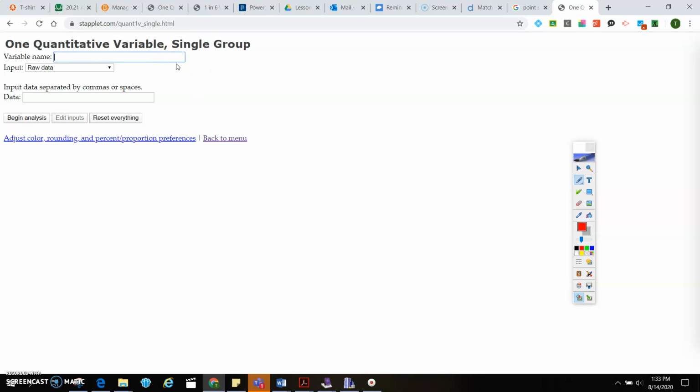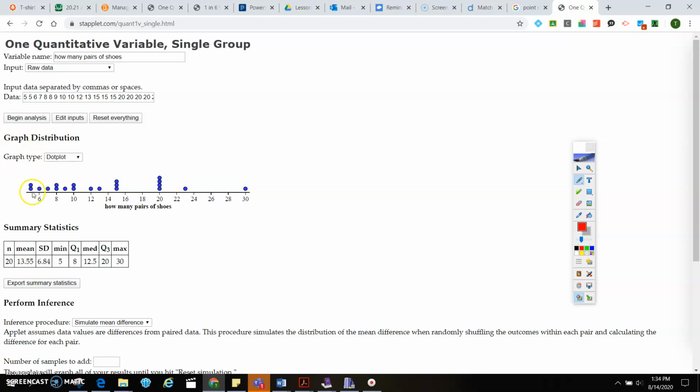In here, you're going to type something along the lines of how many pairs of shoes. And then for the data, you're going to type each individual person's number of shoes that they have. So for instance, if they have 5, 6, 7, 8, 9, 10, 12, 13, 15, 20, and I'm just entering my data that I would pull from a class. 3, and somebody had 30. Now you're going to hit begin analysis, and this one has a dot plot.